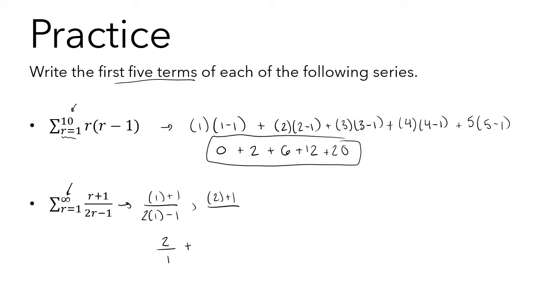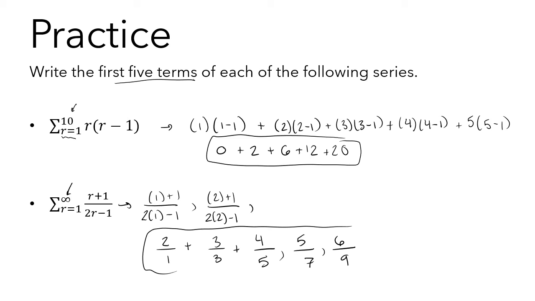2 plus 1 over 2 times 2 minus 1, that's going to be 3 over 3, and then the next one's going to be 4 over 5, and then 5 over 7, and then 6 over 9. Oh, and these are added together.